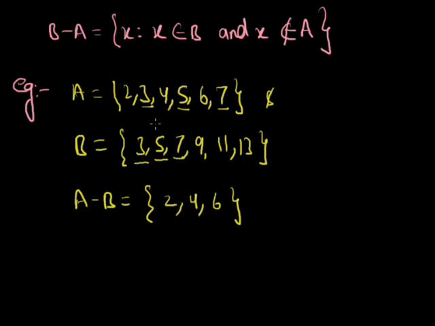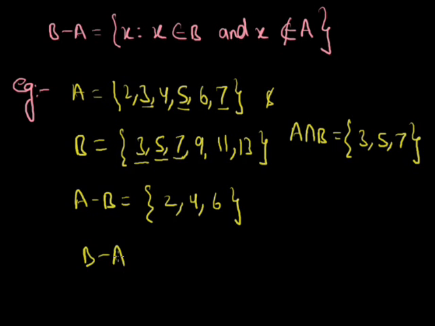That is removing the common part of A and B, that is 3, 5 and 7. Or we can also first find A intersection B. So A intersection B is 3, 5 and 7. And removing these 3, 5 and 7 from A, we will get A minus B. So from 2, 3, 4, 5, 6, 7, we have removed 3, 5 and 7, and we get 2, 4 and 6.